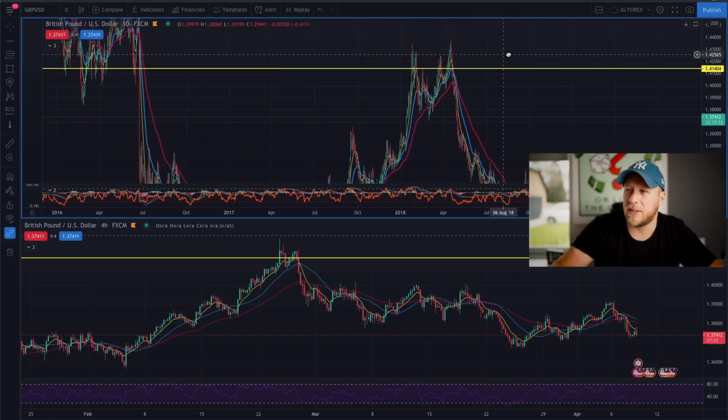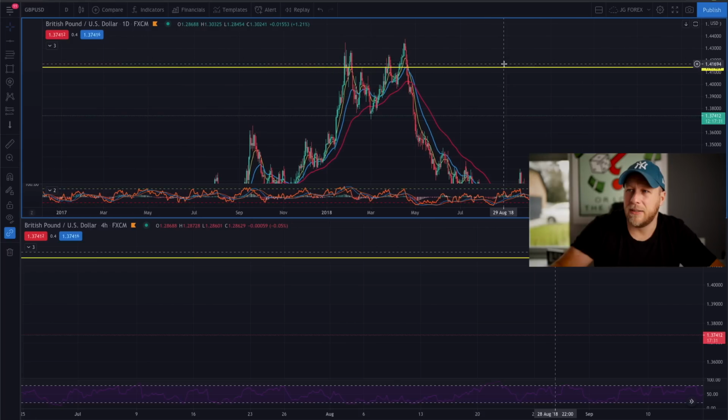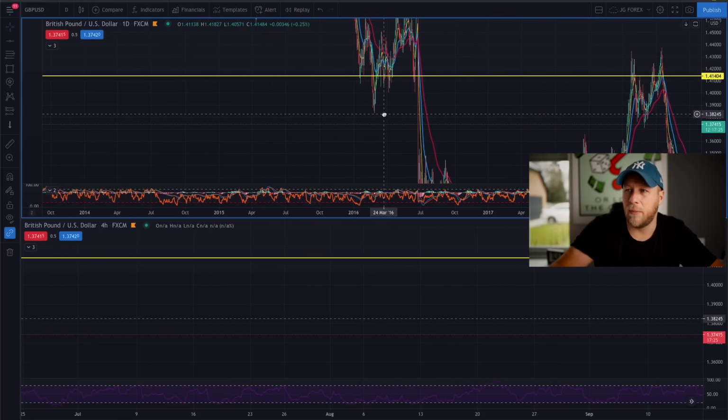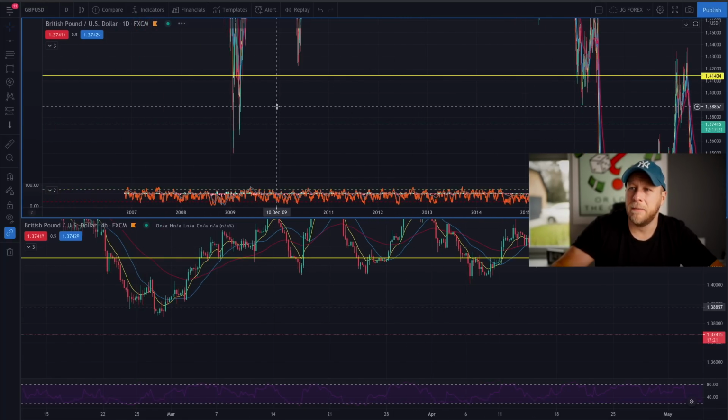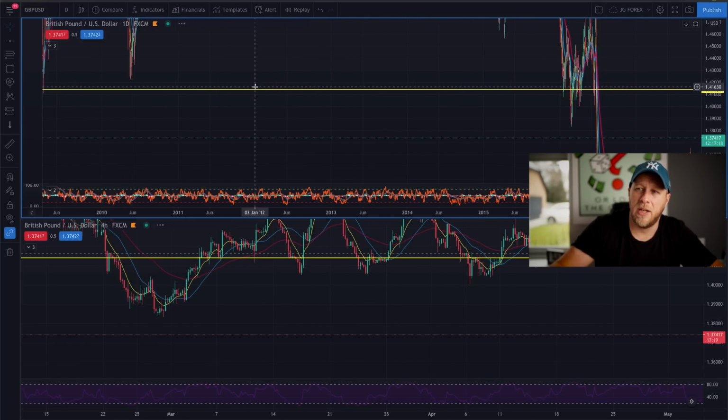Okay, so if we just go back to the most recent level where we were tested that level, we've got 1, we've got 2, yeah, okay, it's quite good. Then we've got 3, 4, 5. You can keep scrolling back, you're going to see multiple tests of this level.